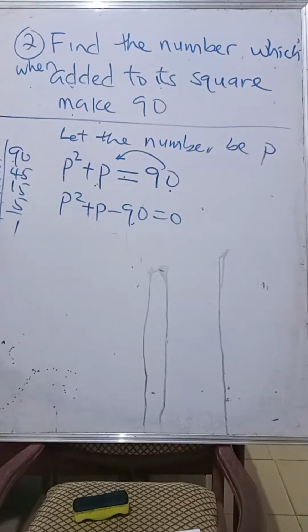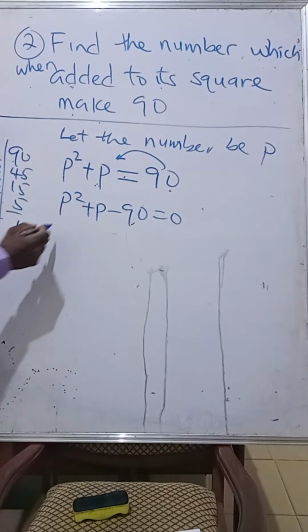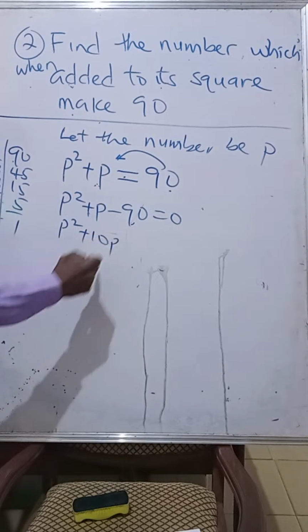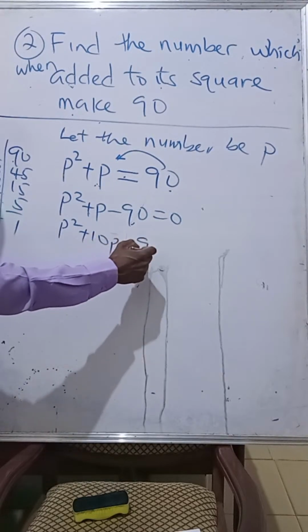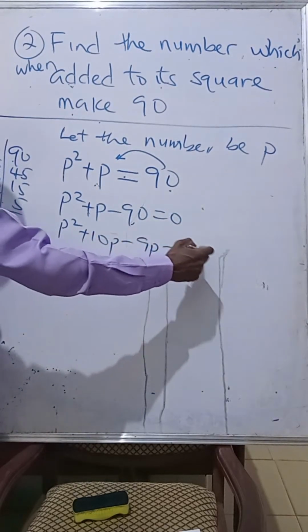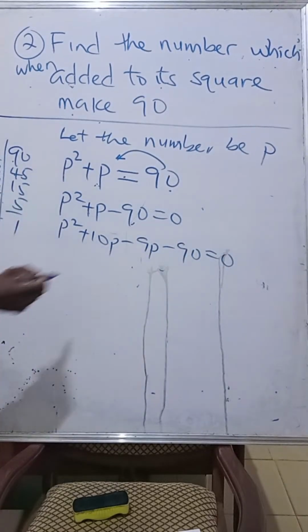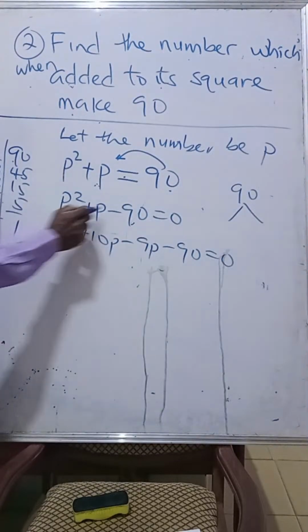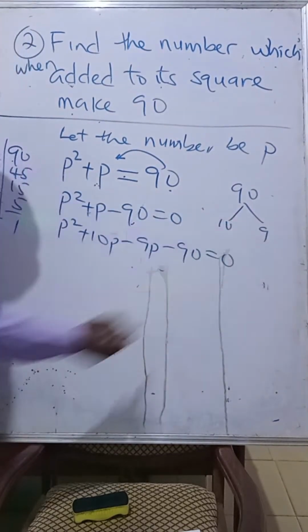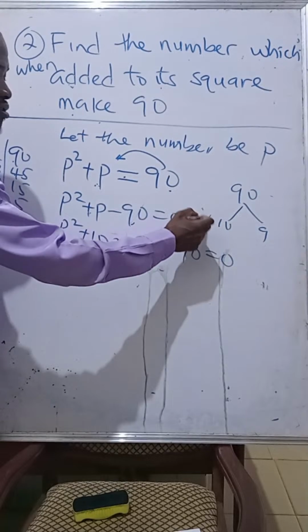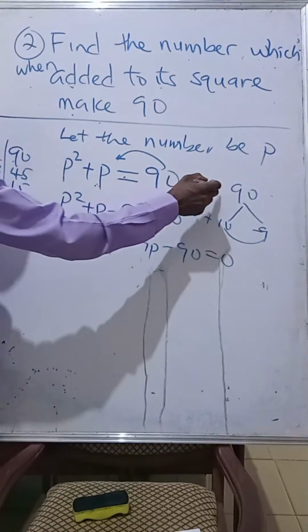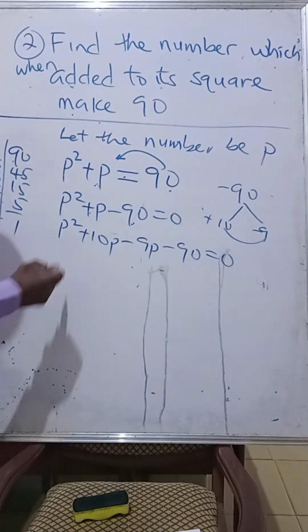So we can use 9 and 10. Sorry for wasting your time. That's P squared plus 10P, and then minus 9P, equal to 0. The two factors of 90 that can generate 1 are 10 and 9. So this will be plus and this is minus, and when you multiply these two together, it's going to give you minus 90.